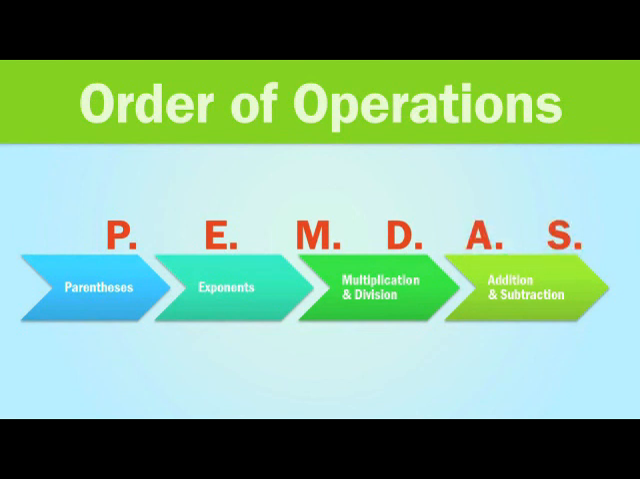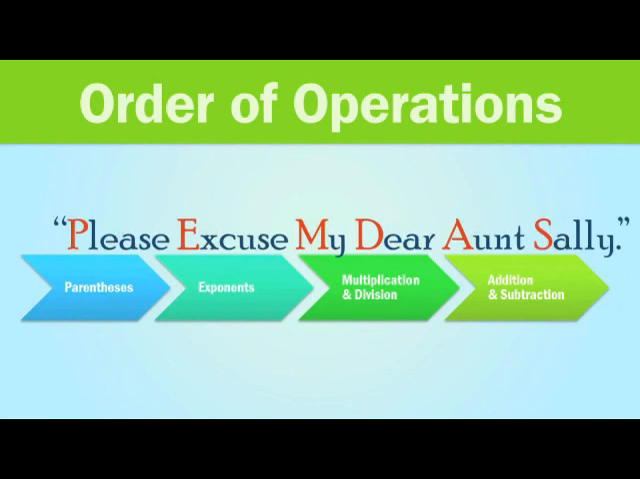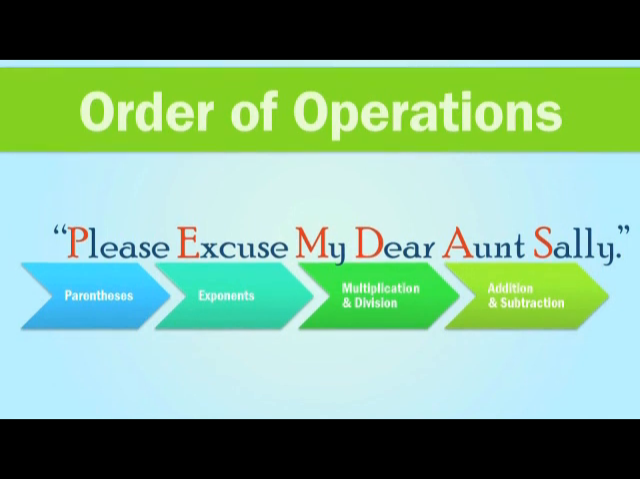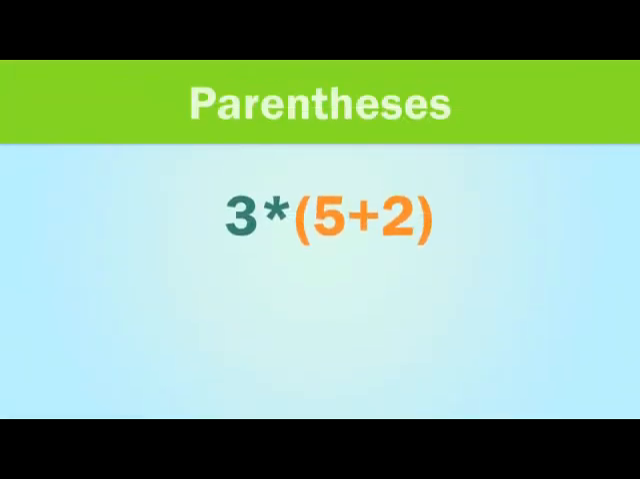Excel knows to use the order of operations whenever it calculates a complex formula, and it's important that you remember it so that you can create formulas that will give you the correct answer. To remember the order, you can just use the acronym PEMDAS, or to make it even easier, just remember the phrase, "Please excuse my dear Aunt Sally." Let's go over each of these in a little more detail.